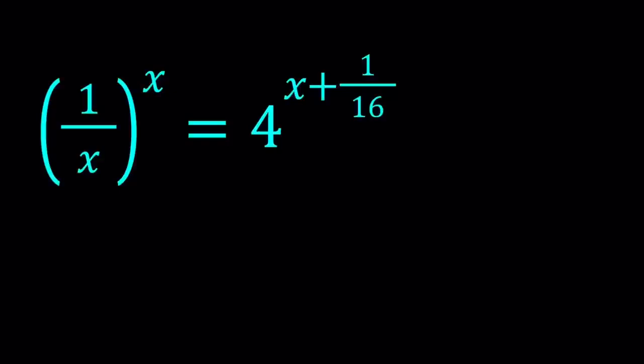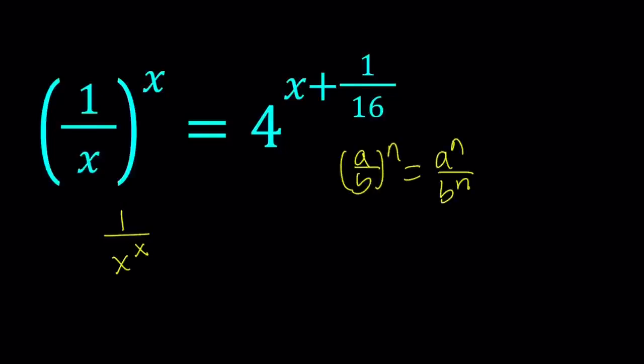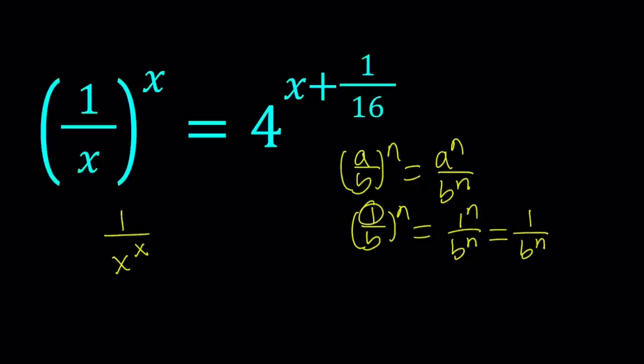How do we solve it, right? It kind of looks complicated. First of all, what is the meaning of (1/x)^x? Well, (a/b)^n can be written as a^n over b^n. But when you have (1/b)^n, that is just 1^n over b^n. But 1 to the power n is 1, so it can be written as 1 over b^n. So we don't have to worry about the numerator, we only have to worry about the denominator.